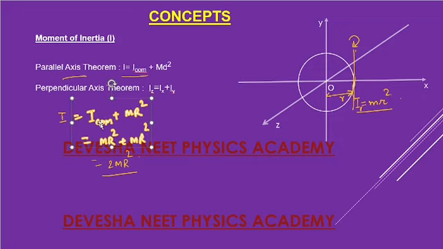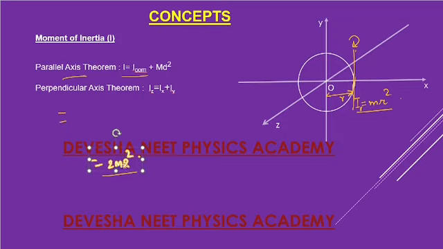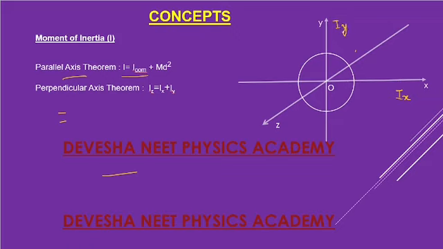Now we'll go to something called the perpendicular axis theorem. What does the perpendicular axis theorem mean? For example, if we have these three axes, Ix, Iy, Iz, Ix is the moment of inertia along the x-axis, Iy is the moment of inertia along the y-axis, and Iz is the moment of inertia along the z-axis. What the perpendicular axis theorem says is that Iz is equal to Ix plus Iy.